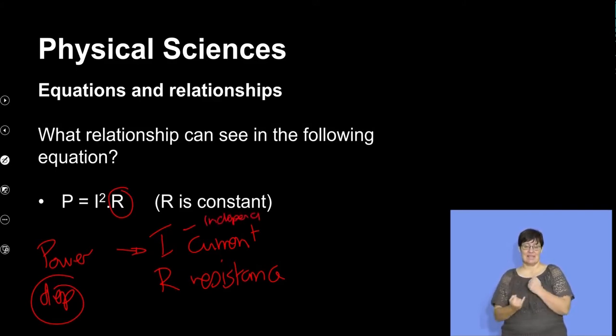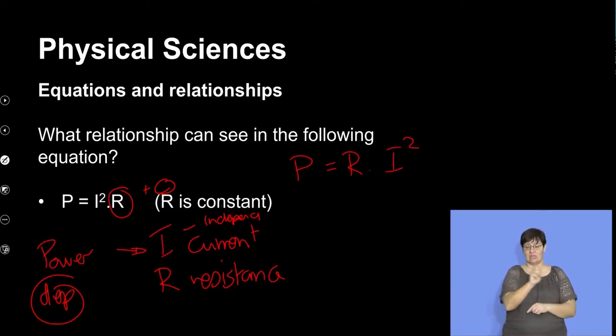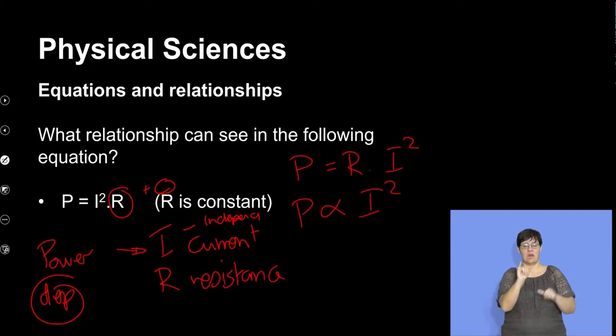Now, if we just look at that, it's in the form of y equals mx plus c, and c is 0. There's no constant there. There's a 0 added. So we can say that P is equal to R times I squared, and as a result of that, we can say P is directly proportional to I squared. The R being the constant would represent the gradient.